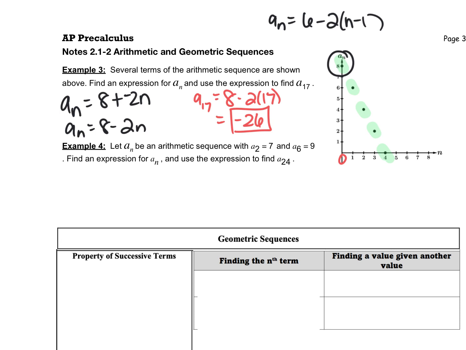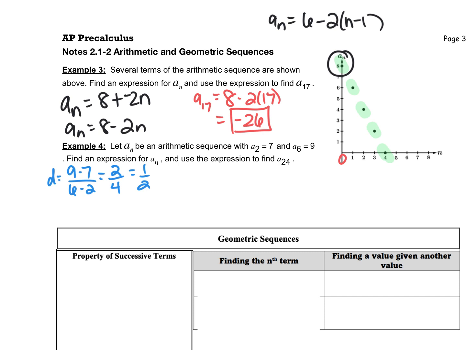The common difference, okay? And to do that, I'm just going to do a rate of change. All right, 9 minus 7 over 6 minus 2. And so I get 2 over 4, which is 1/2. Okay, so my common difference is 1/2.